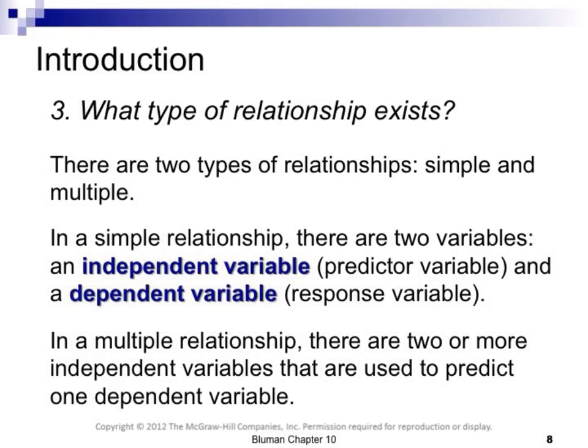Now, there are two types of relationships, simple and multiple. In a simple relationship, you have two variables, usually graphed x and y on a regular graph. You remember how when you graphed coordinates, there was an x and a y. The x was the independent or the predictor variable, and the y is the dependent or response variable. Usually the independent variable causes a change in the dependent variable. In a multiple relationship, there are two or more independent variables, and they predict one dependent variable. We're going to be worried only with the simple relationship in this section.